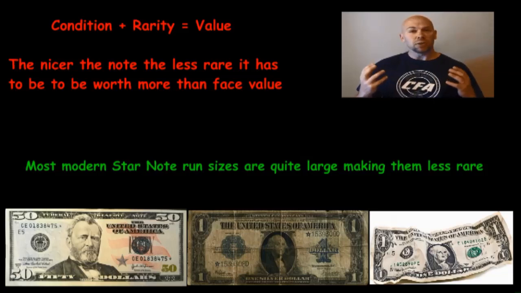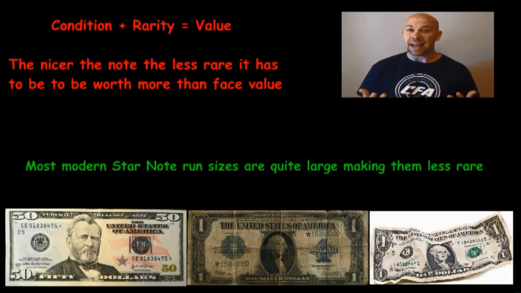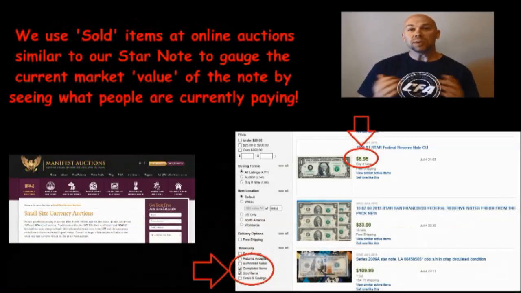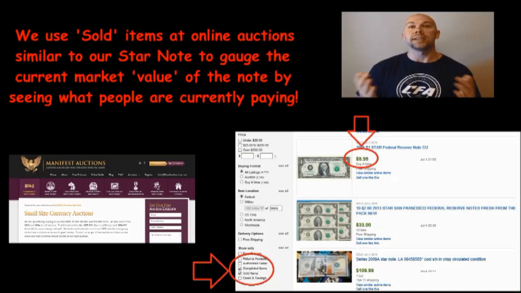Now once I know the rarity, then I'm looking at the note for the condition. If it's wrinkled and crumpled and falling apart, it has to be on the way to the more rare end before I even bother to go any further looking for value, because it's just not going to be worth it, especially on more modern notes. It's going to be very hard to find rare modern notes because they just make larger run sizes of star notes nowadays.